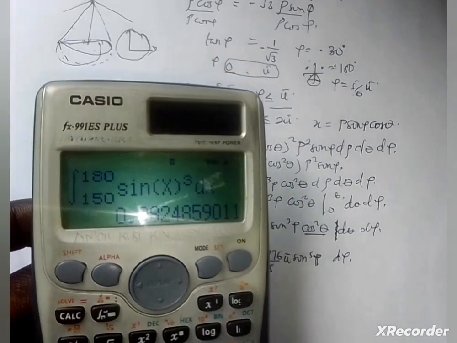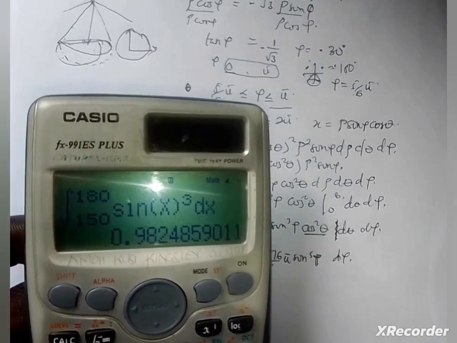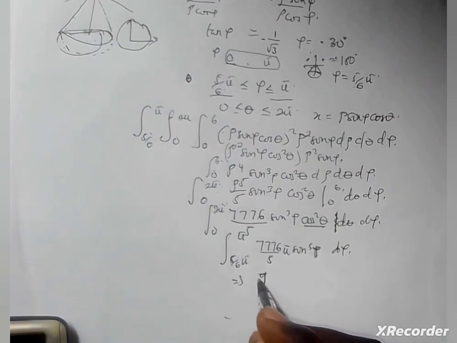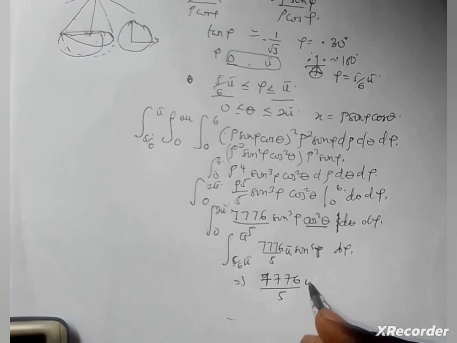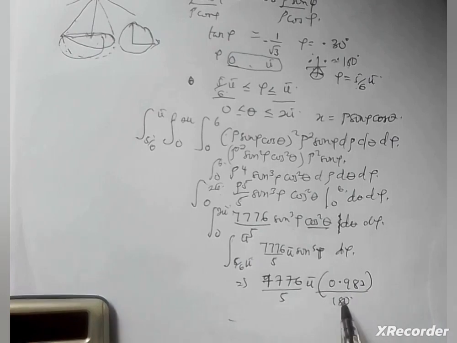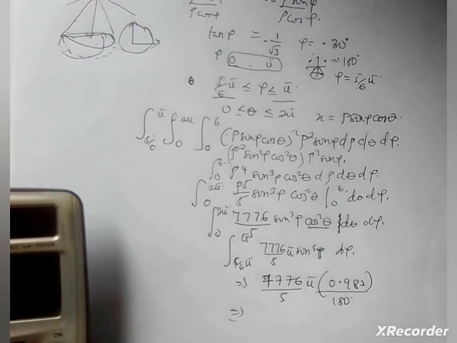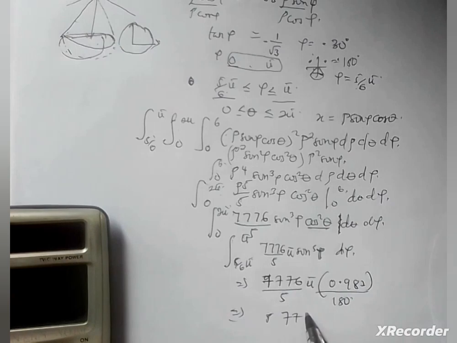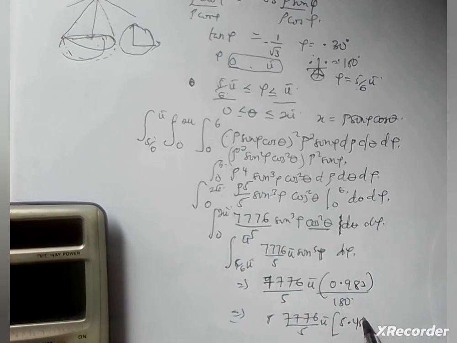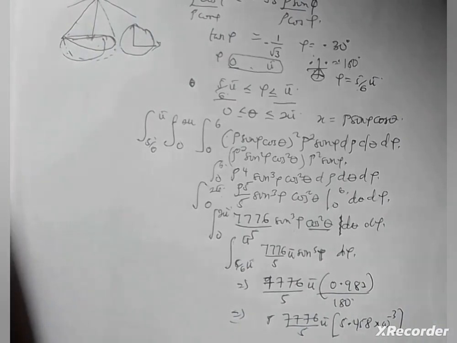Don't forget, the answer you get here is in degrees, so you find it equivalent by dividing by 180, then we multiply by pi. So you are getting 0.982, and then our final solution will be 7776 over 5 pi, multiplying 0.982 all over 180. This is going to be a very small number, but we can still simplify, and we get 7776 over 5 pi, multiplying 5.458 times 10 to the power -3. You can further simplify this down, or you can leave your answer like this, which is also right.